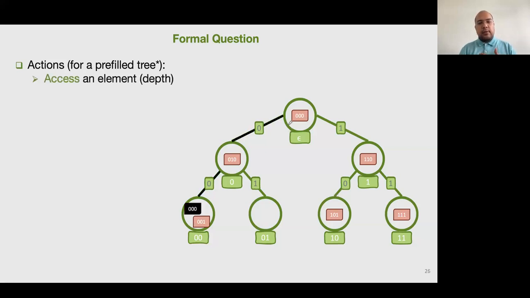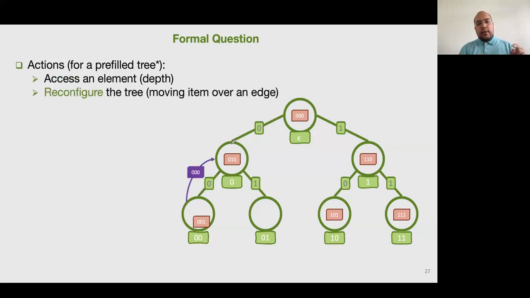The first one is the access. So we will go and look for an item. And as I said, the cost of traversing one edge when you are looking for an item is 1. And the other operation is reconfiguration. So it's moving one item from one server to the other.